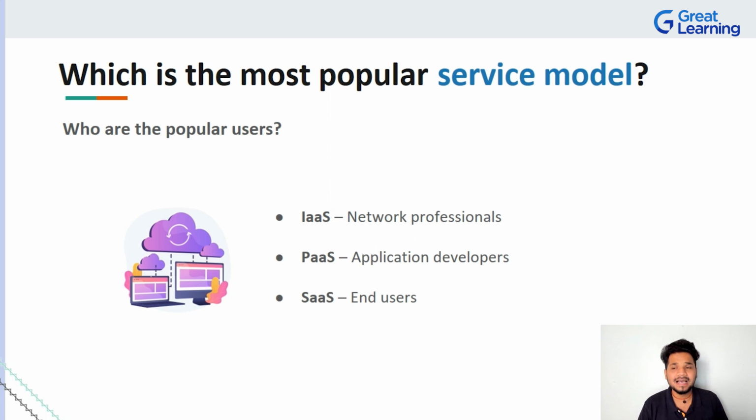With respect to IaaS, the cloud manages some things and the users still have a lot of things to maintain. So network professionals prefer IaaS. And when it comes to PaaS, people who say, hey, I only want to take care of my data, I only want to take care of my application, the rest I really don't want to be bothered about, I can offload all of that to someone else. In that case, PaaS is useful.